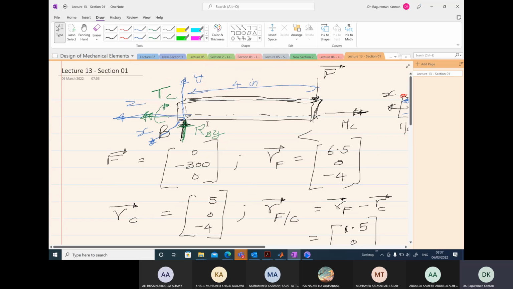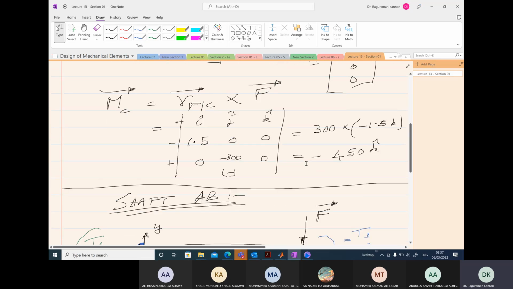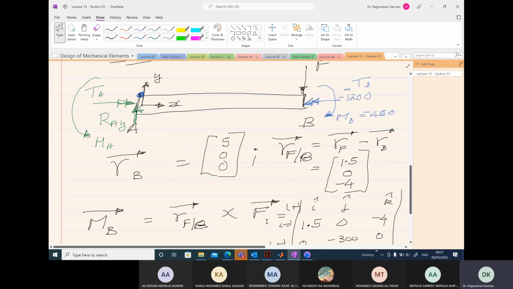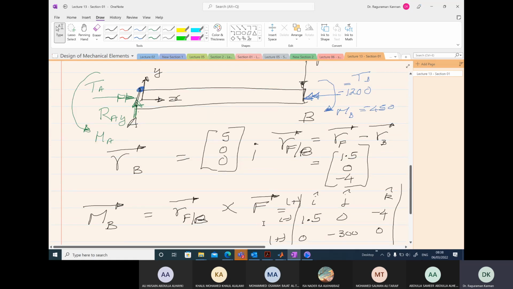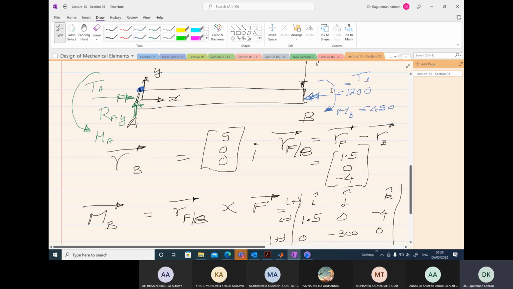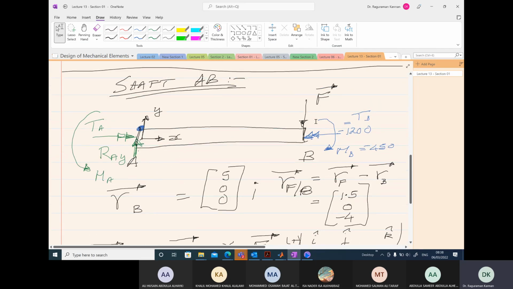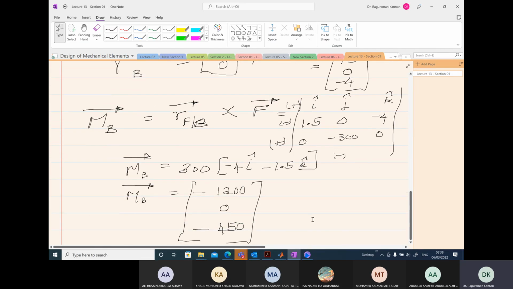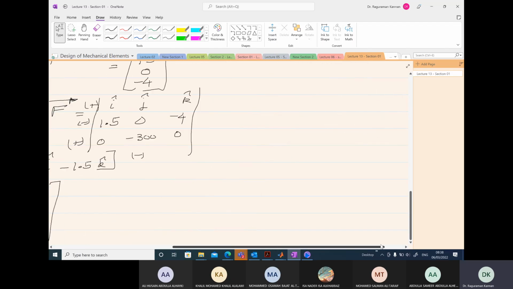It's very simple. Once you represent in vector form, you won't miss anything. If you don't write it in vector form, there is a possibility that you will miss one of the vectors here and there, especially with respect to the moments. So you will definitely miss moment values. So be careful there.